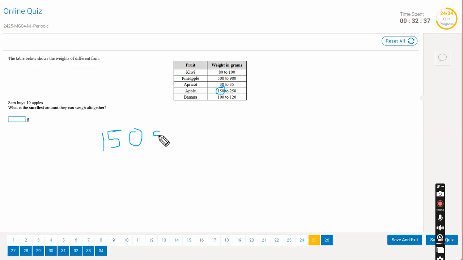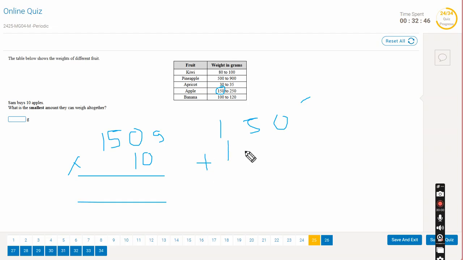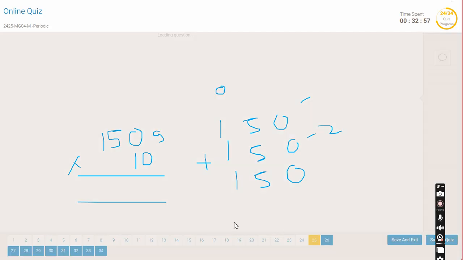So 150 grams times 10. Why am I multiplying it by 10? Because each apple is 150, right? I have to keep on adding. Okay, one apple is 150, then the other apple is 150, then another apple is 150. So instead of doing that 10 times, I can just multiply it by 10. Okay, 1500. The next one.